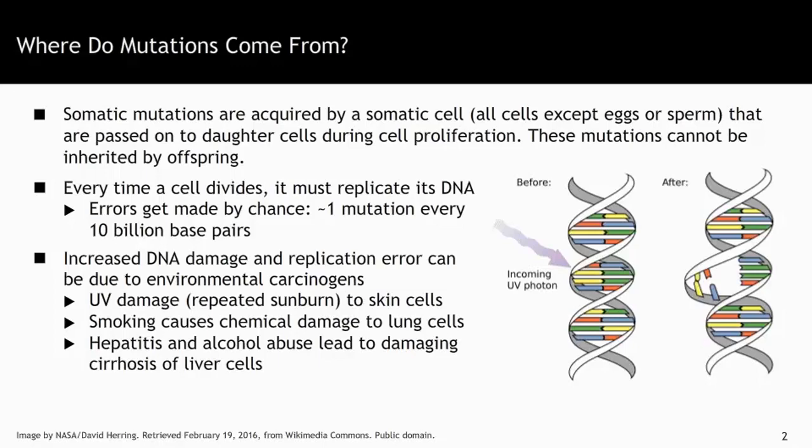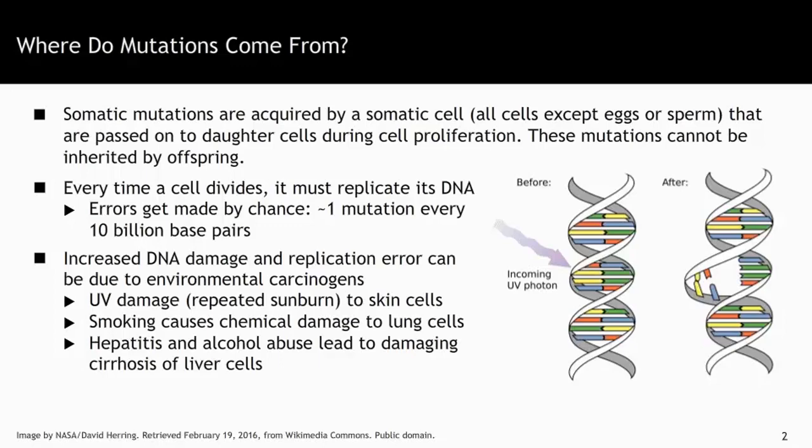Every time a cell divides, it must replicate its DNA, and errors just get made by chance. You'll remember what we talked about before, with a lot of DNA packed into a very small area. So just by chance, about one mutation is made every 10 billion base pairs.